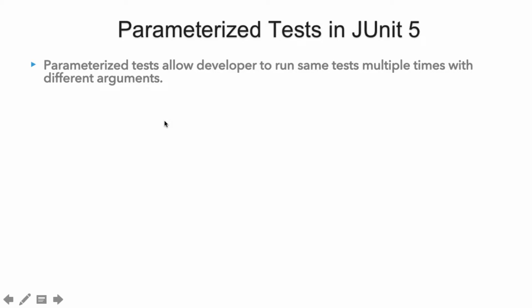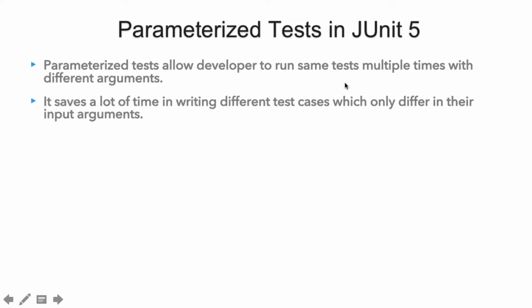Parameterized tests allow a developer to run the same test multiple times with different arguments. What it means is, let's say we have written one test case and now we want to run this test case with different arguments. Instead of writing that test case multiple times, parameterized tests let us write the same test once and run it multiple times with just different arguments. The advantage is that it saves a lot of time in writing different test cases which only differ in their input arguments.